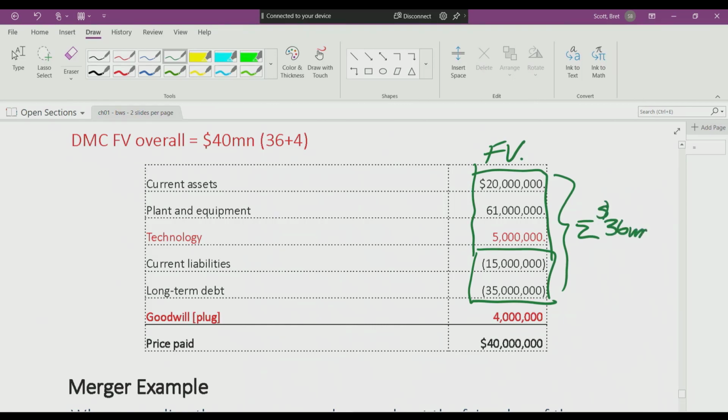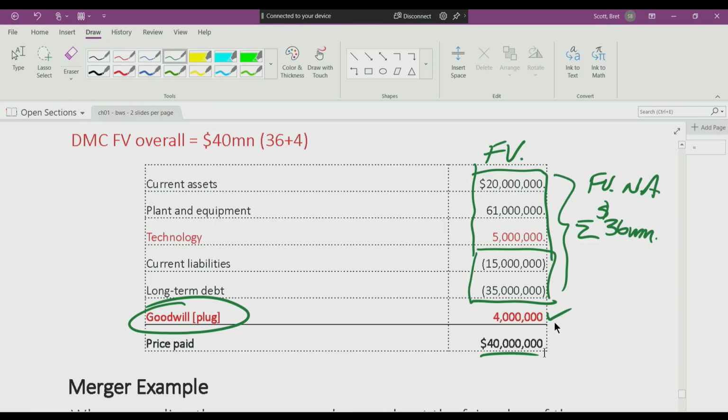Okay? Now, why would I pay more than the $36 million? I mean, these are the fair value. This is the fair value of the net assets of the company. Why would I pay an extra $4 million? Because I want there to be goodwill between us, right? This isn't a hostile takeover, right? I want to make everybody happy, so I'll throw another $4 million on the pot. There's the $40 million.